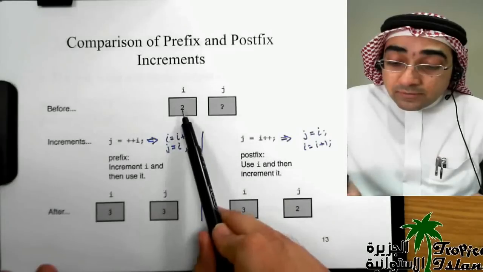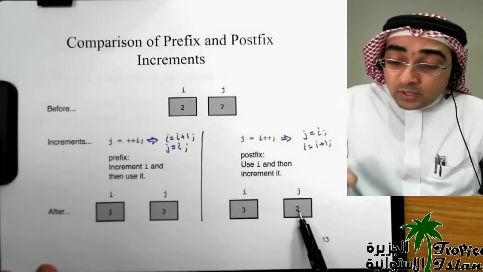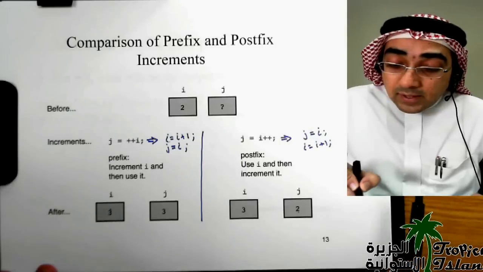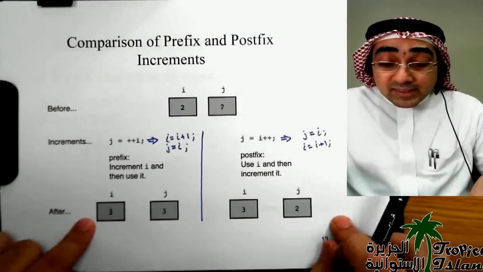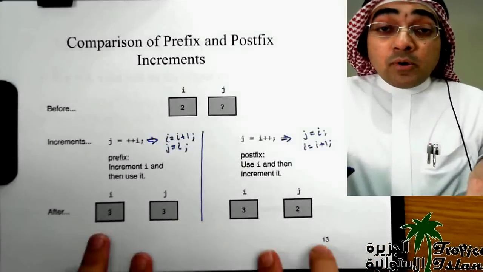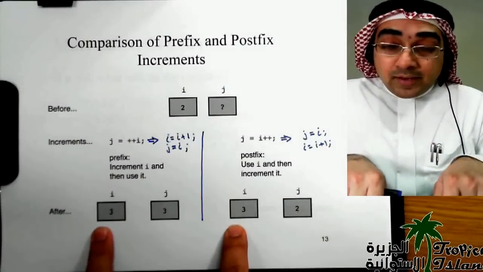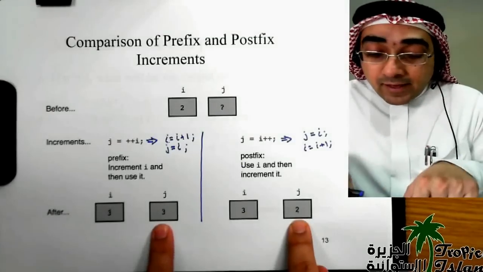Whereas in this example, what you're going to do is say j is equal to i. So what is the value of i? The value of i was 2. So I'm going to assign j the value of 2. Then I'm going to say i is equal to i plus 1, and I'm going to increment my i by 1. So at the end of the statement, both of them result in 2 different values. Although the value of i is the same, the value of j is different.